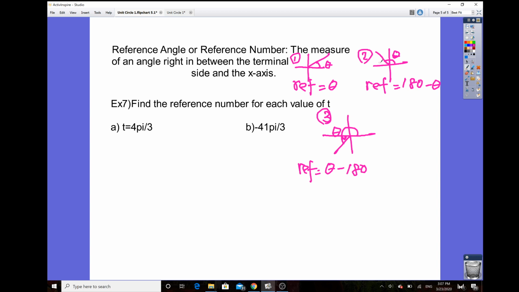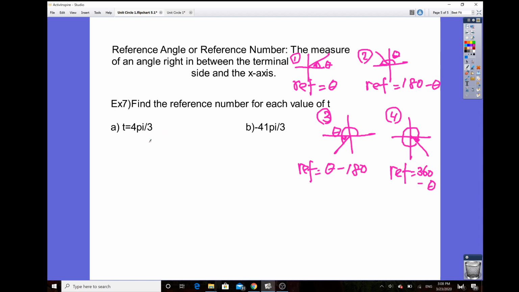The reference angle is always bounded between the x-axis and the terminal side. And then for case 4, let's say that the terminal side is in quadrant 4, so the angle goes this way. That means the reference angle is over here, in the shaded region. The way to do that is 360 minus theta.